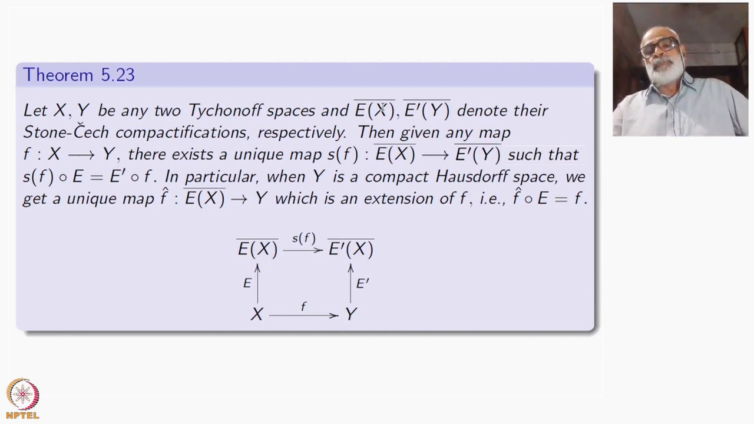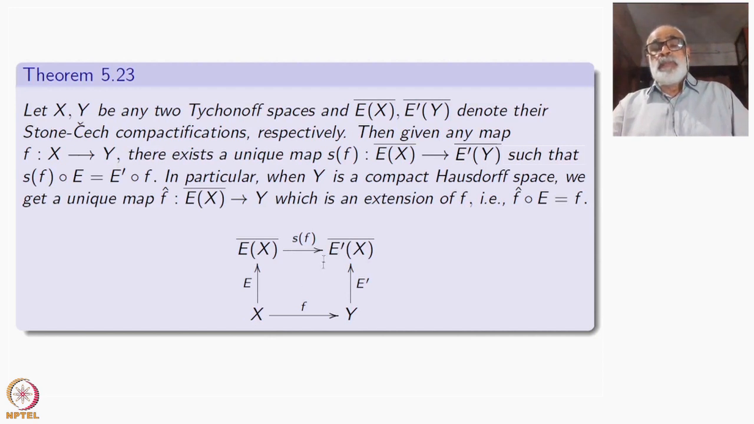So, take E X bar and E prime Y bar, these are the Stone-Cech compactifications of X and Y respectively. Now, given any map F from X to Y, there is a unique map SF from E X bar to E prime Y bar such that SF composite E is E prime composite F. So, look at this diagram, F is here, E is going into E X bar, E prime is going to E prime Y bar. These are two Stone-Cech compactifications. There will be a continuous function SF which makes this diagram commutative. Same thing as saying, you come with F here and follow E prime, the same thing as first you go by E and then take SF.